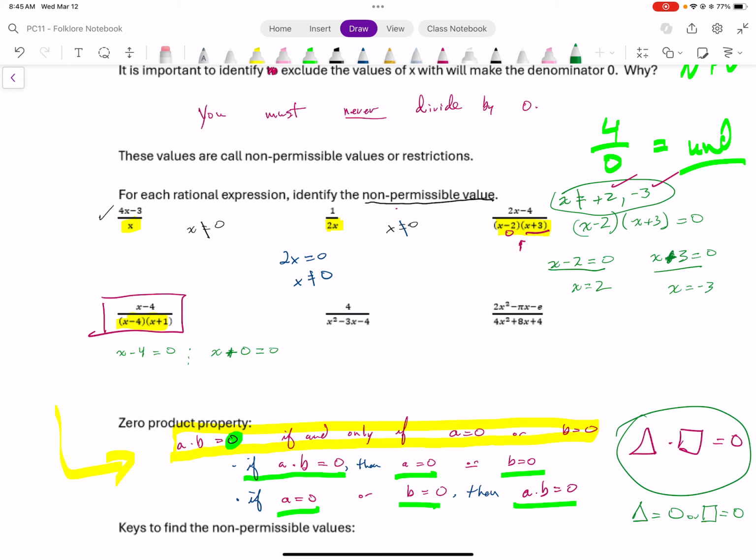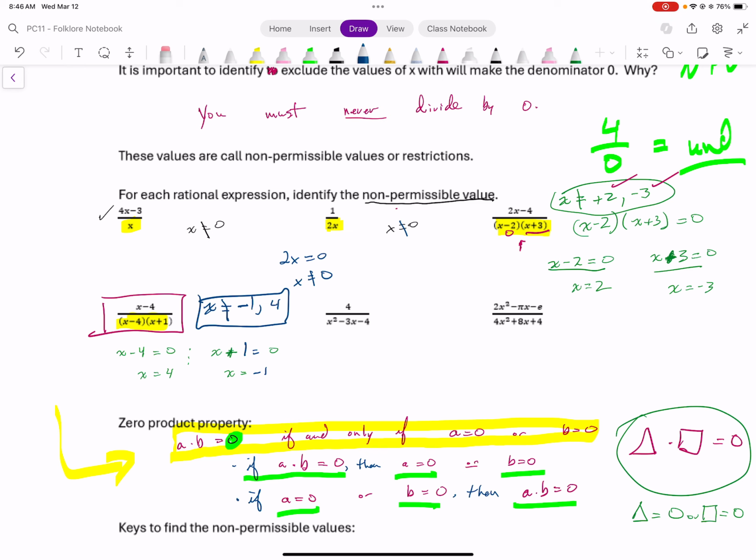So I have two linear equations. So x is equal to 4 and x is equal to, I wrote that incorrectly, negative 1. So I have to include this. This is really important. X cannot be negative 1, comma 4. I'm going to highlight that because it's really important. Non-permissible values.